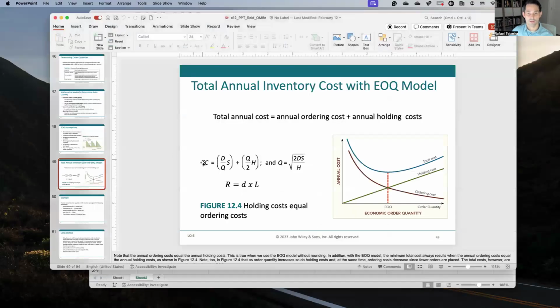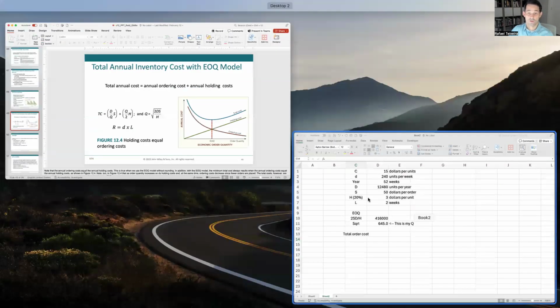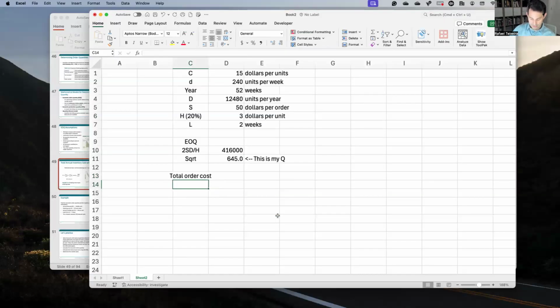The total order cost is the annual demand divided by the quantity I place every time. That gives me how many times I'm going to place orders, right? The annual demand, and every time I purchase 644 units, gives me how many times I have to place orders. And I'm going to multiply by the cost to place orders. So it's annual demand divided by Q times S.